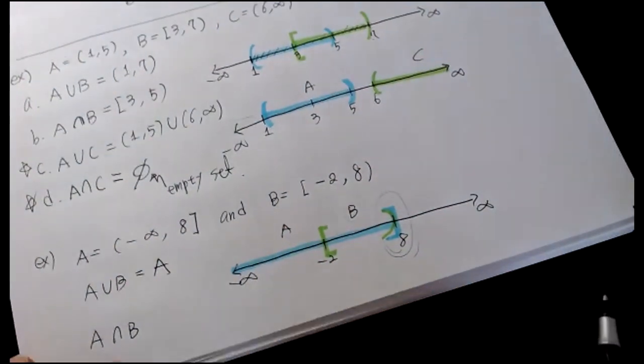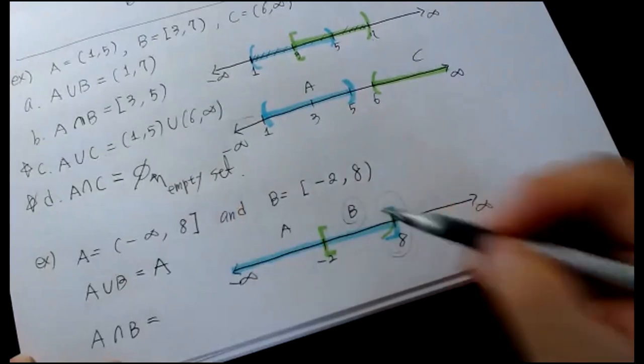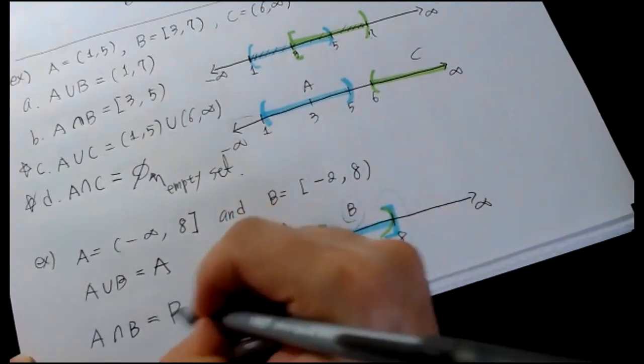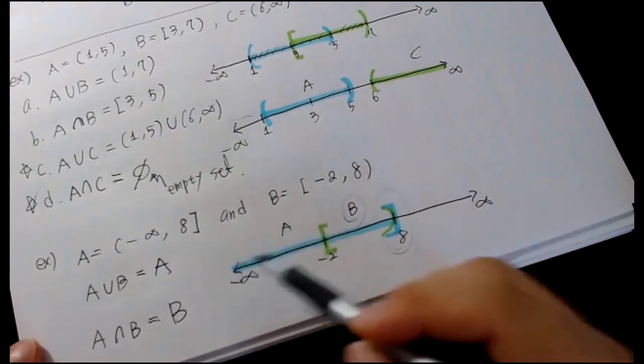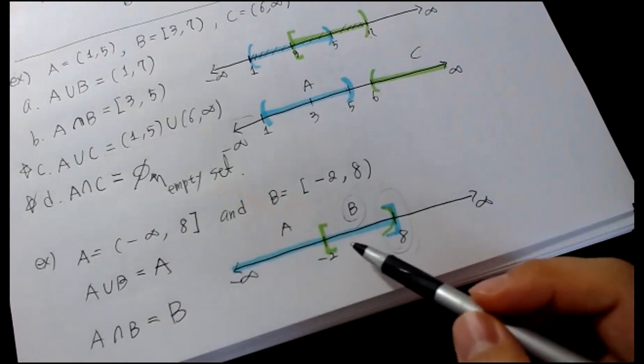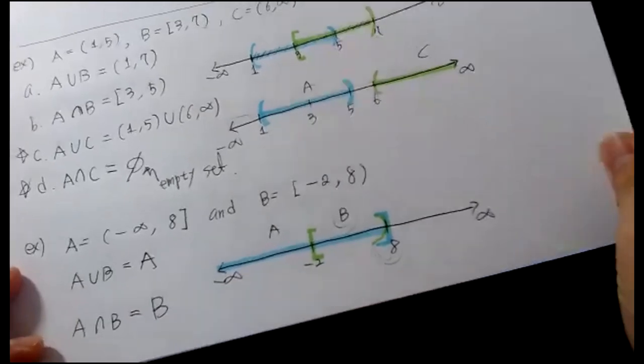What about A intersection B? A intersection B is just B. Sometimes you may see this kind of relationship between sets A and B, so keep that in mind. Now we're ready to study compound inequalities. So let's see compound inequality one.